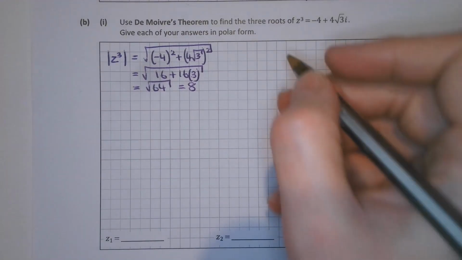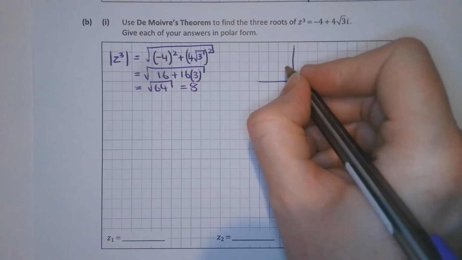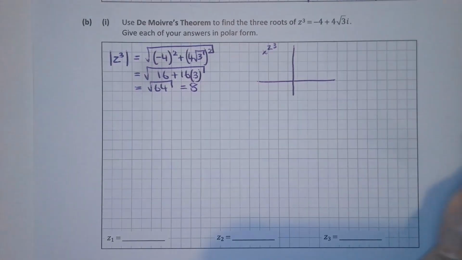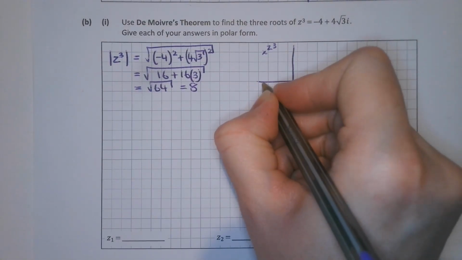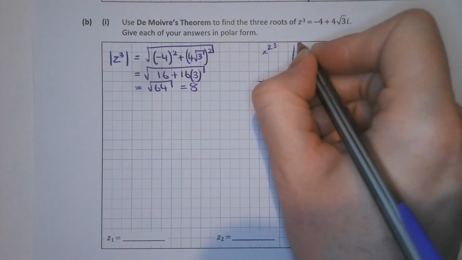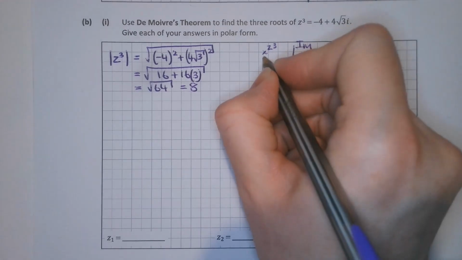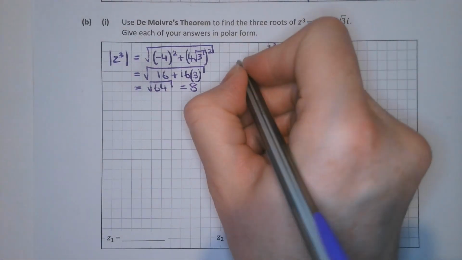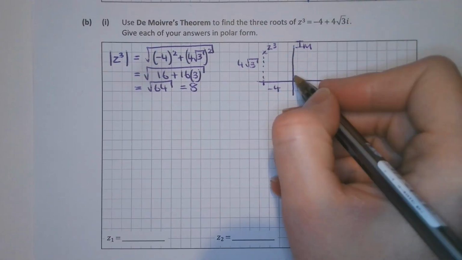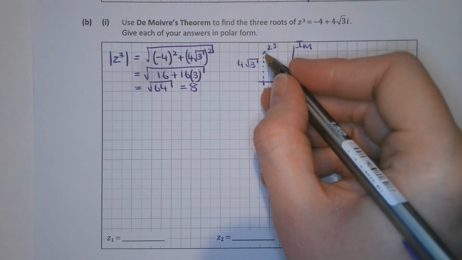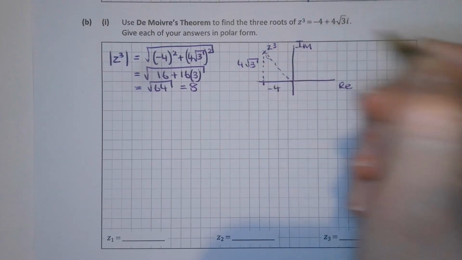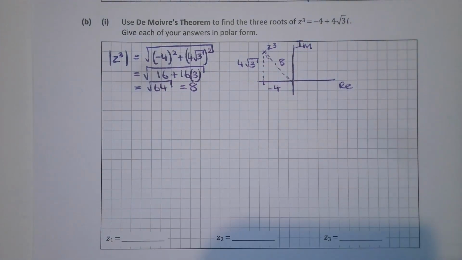So if we wanted to here, we could do a little bit of a quick sketch of an Argand diagram, what this would look like. So z cubed would be somewhere over here. So we're looking at it being minus 4 on the real axis, and on the imaginary axis, we're looking at it being at a height of 4 root 3. Okay, so minus 4 plus 4 root 3i. And what we've just figured out there is that the modulus, which is the distance here from the origin, is 8.